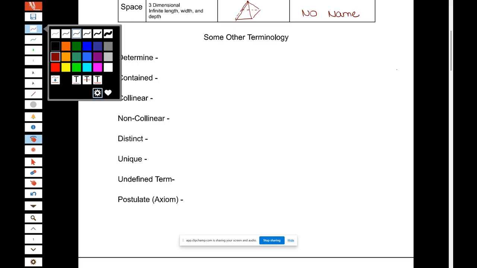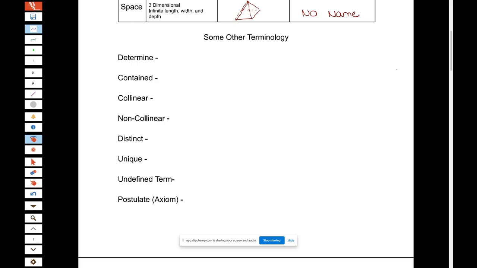All right, a couple of words you need to be familiar with just because they come up in postulates, theorems, and other discussions. Determine means forces to exist. Contained means a group of items or an item is within another group. Contained would be existing within a group.